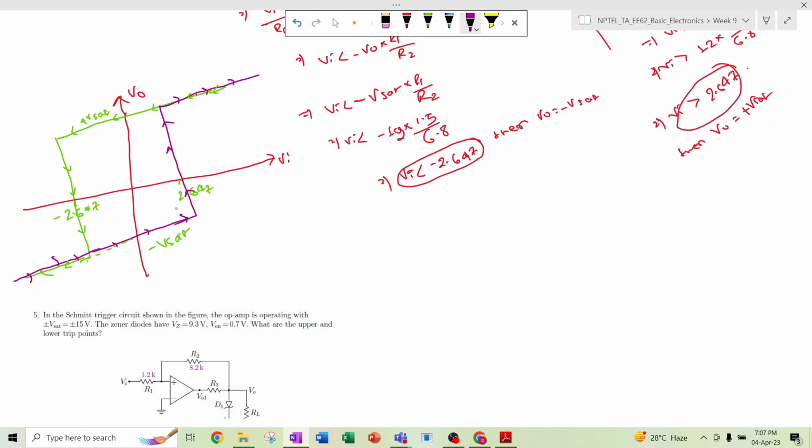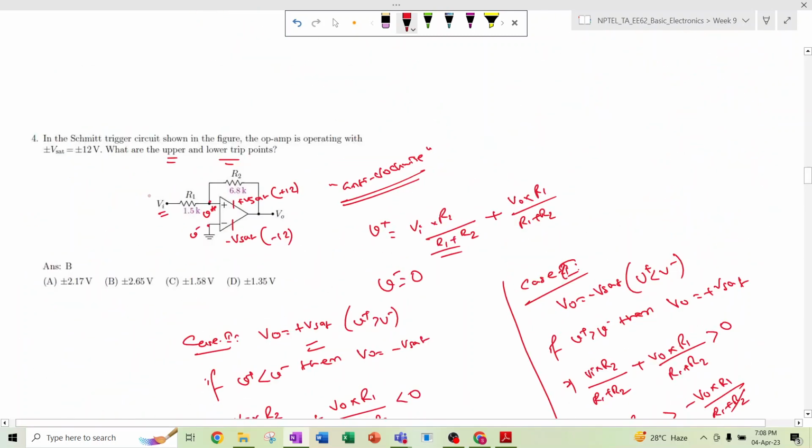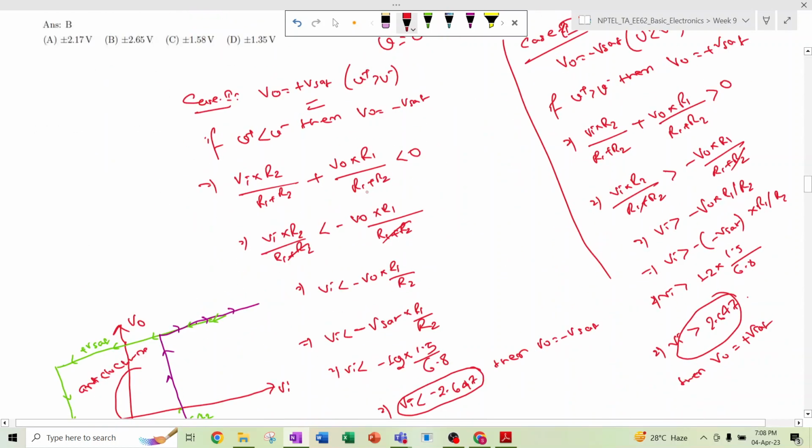Okay, so this is the thing. Here we can see the hysteresis loop is in anti-clockwise direction, opposite to clockwise direction. Anti-clockwise direction means it is a non-inverting Schmitt trigger. That means the input is applied in the non-inverting terminal. You can verify also here that Vi is applied in the positive terminal, so it is an anti-clockwise direction hysteresis curve.